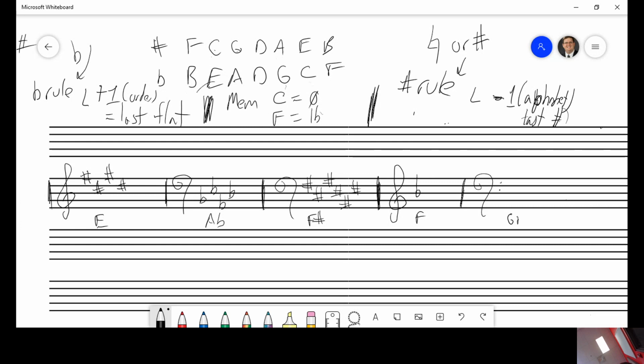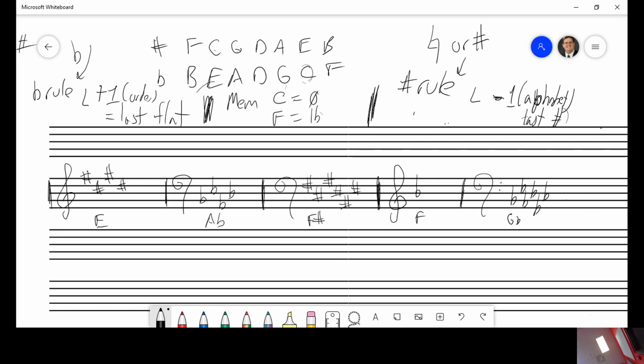G flat major. Push pause. Assuming you are done, here's your answer for G flat major. Obviously, you're going to use the flat rule, which is letter plus 1 in the order of flats. That would be your last flat. That means C flat is your last flat in the key signature. B flat, E flat, A flat, D flat, G flat, C flat.